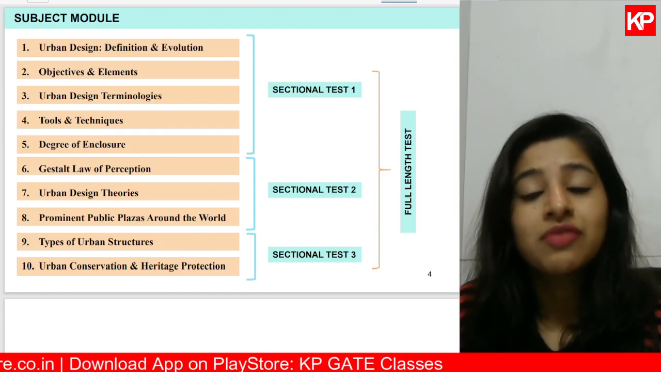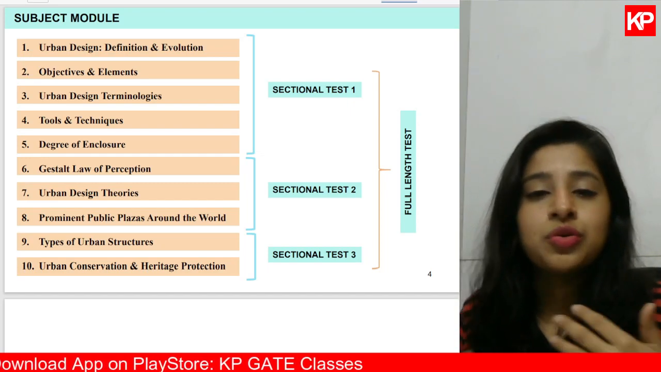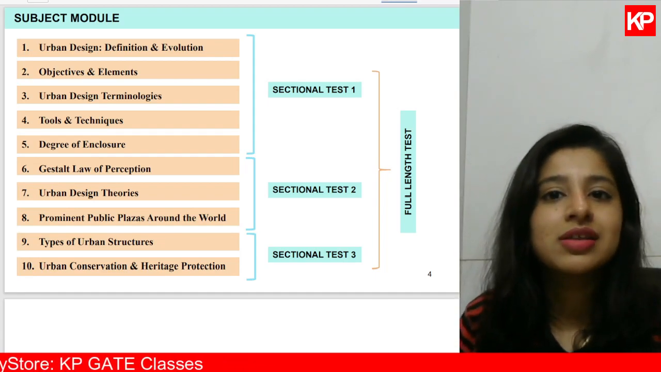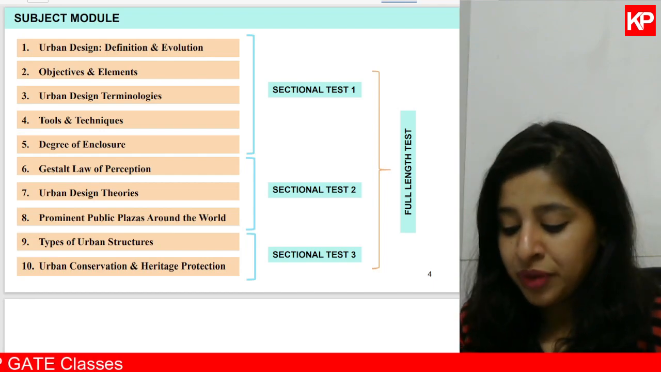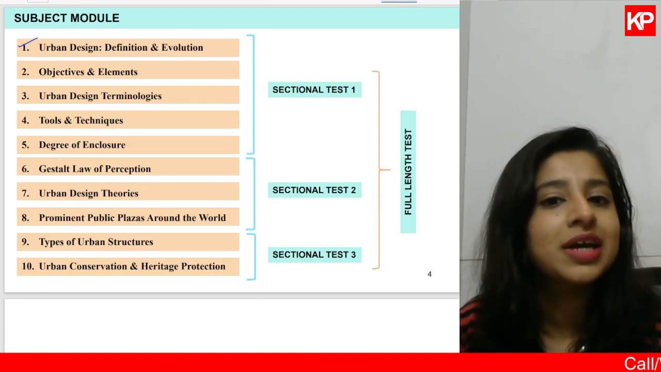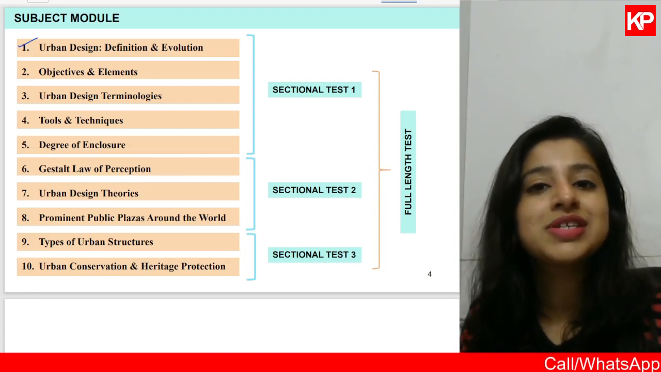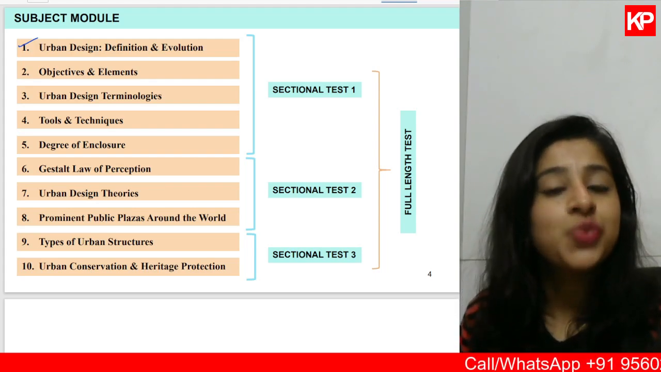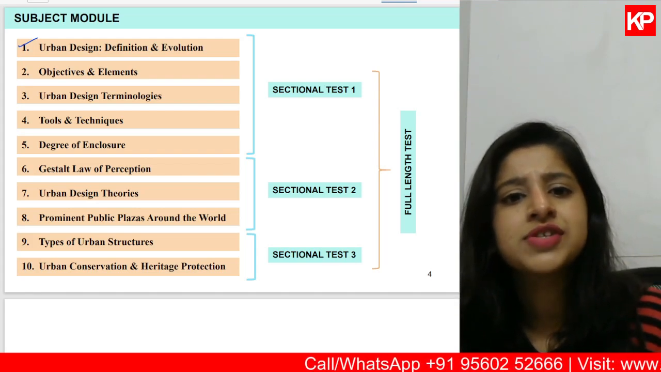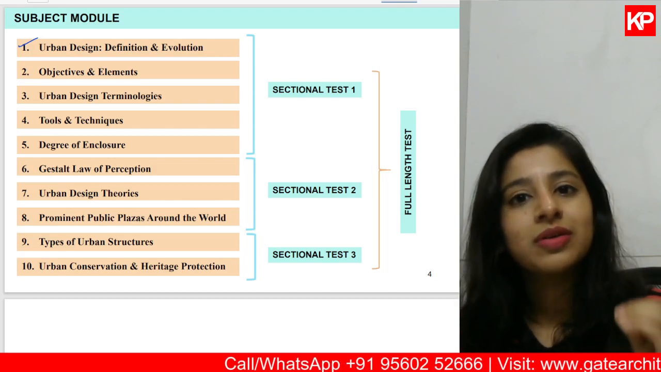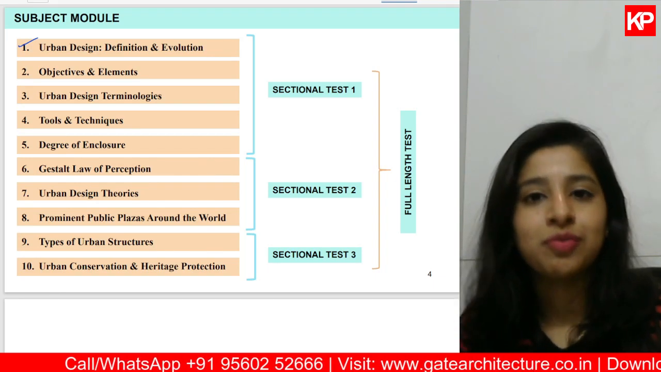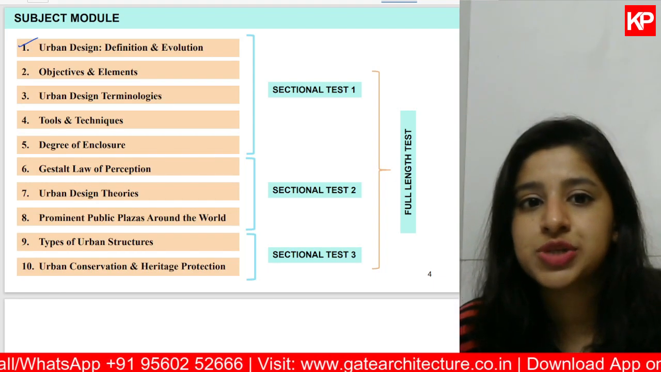So for your convenience, to help you understand the subject in a much better way, we have divided this subject into 10 sub-modules. How we proceed in a class is, we'll start with urban design definition and evolution. Obviously what is urban design, how it has evolved over time, which is very important to understand. Why? Because whatever we study today, all the theories, objectives, and principles, it has not been like this since ever. Things have evolved from the past, so we need to understand that evolution aspect also.